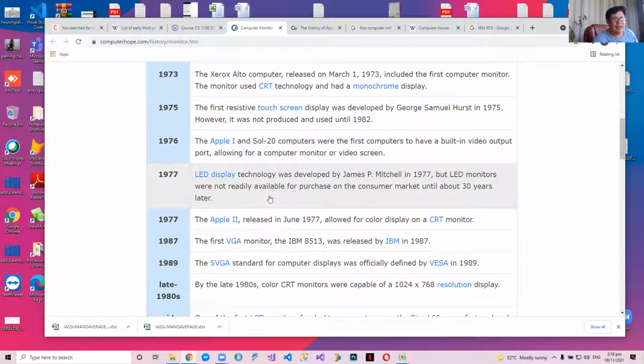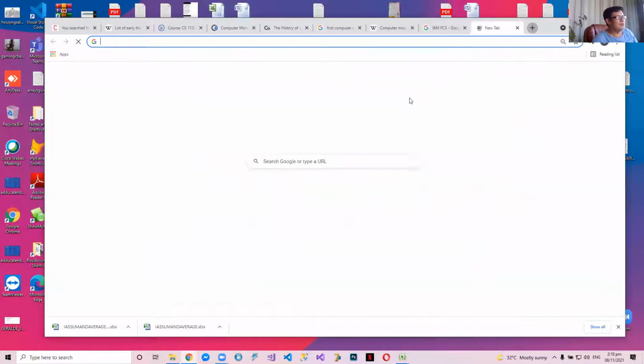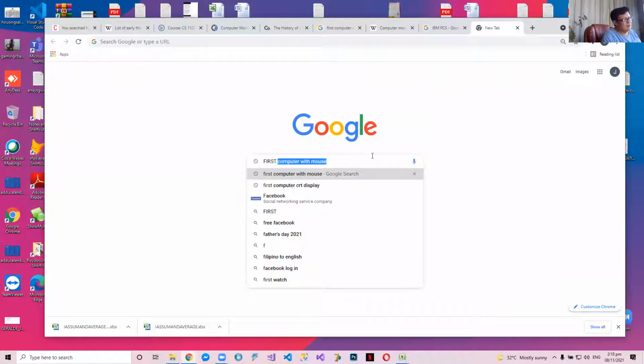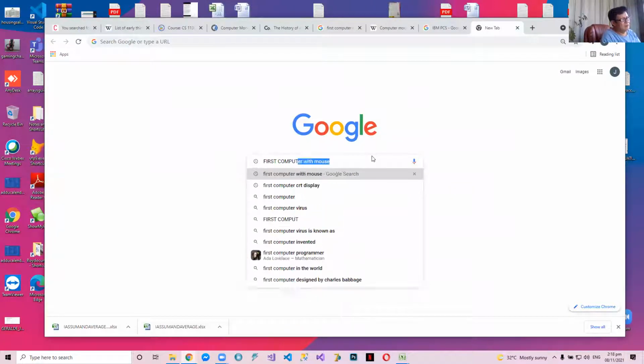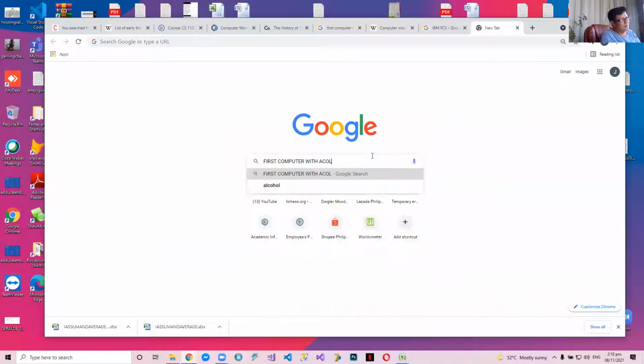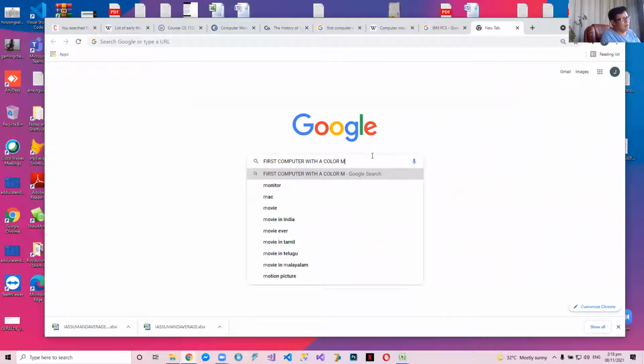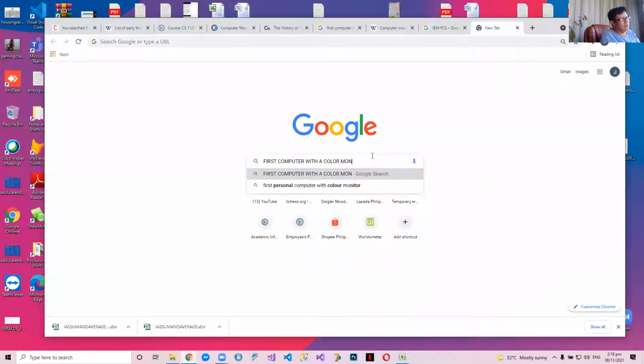So in 1977, the LED was invented. It was not yet used for screens. It was used for other things. So the first color monitor is the Apple II. Okay, released in 1977, a color CRT monitor. Let's look at that. Can we Google that? First computer with a color monitor, Apple II? I think it's Apple II.